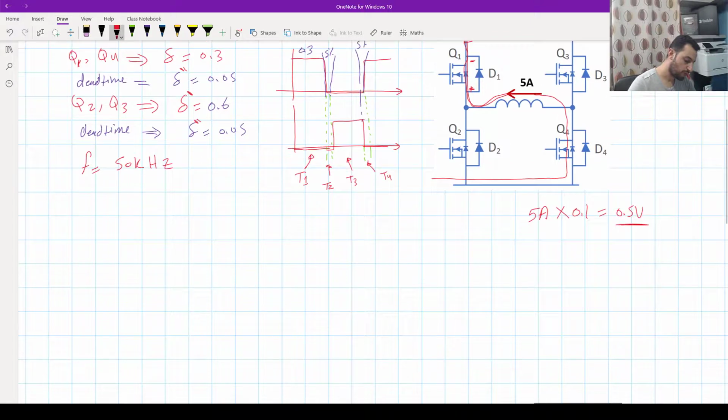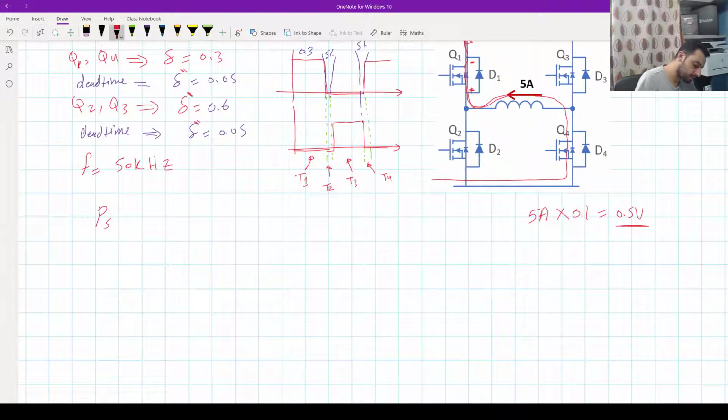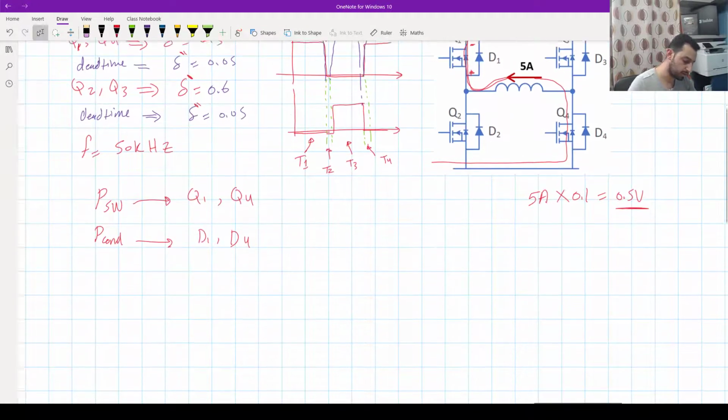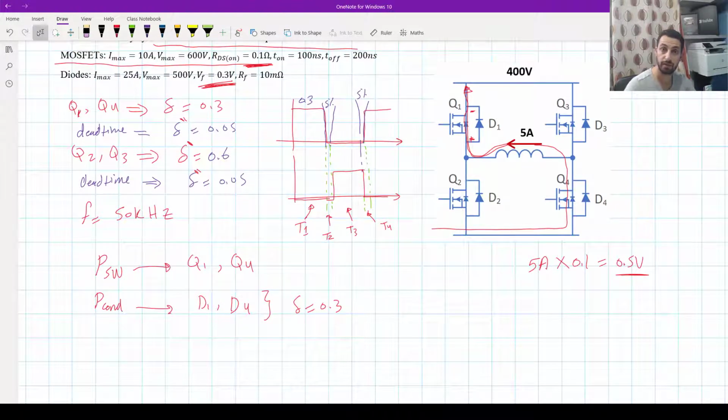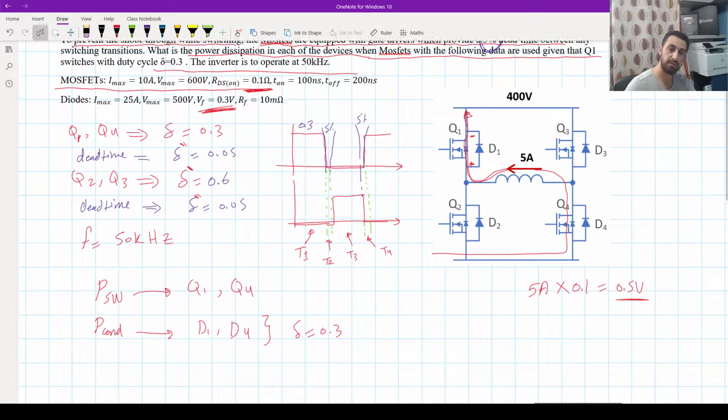So now we have switching losses for Q1 and Q4, okay? But the conduction goes through D1 and D4. And what's the period? The period is 0.3. During the delta was 0.3 for them, okay? Now we finished 0.3, 30% of the period, and now we will wait for 5% dead time.